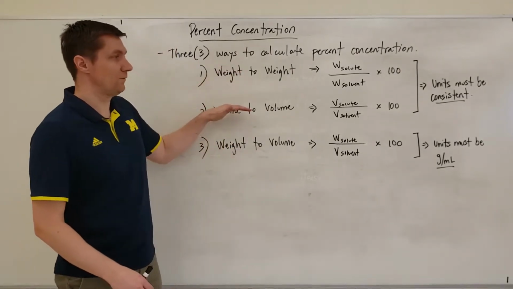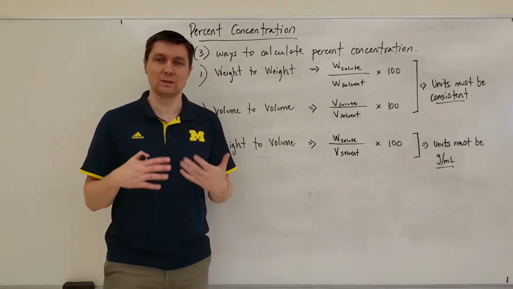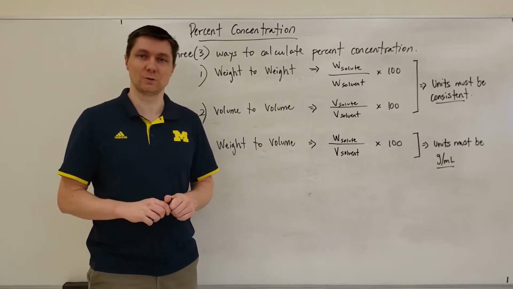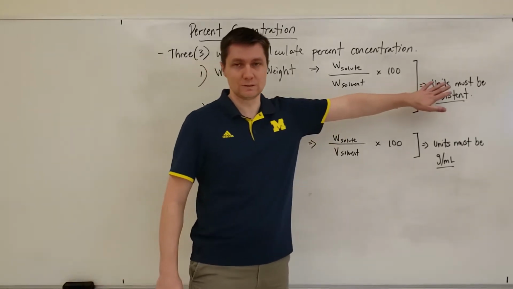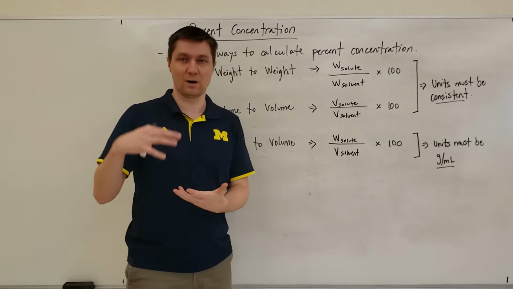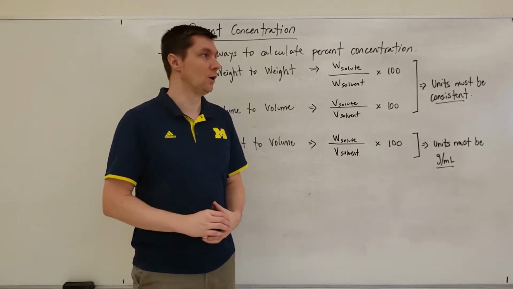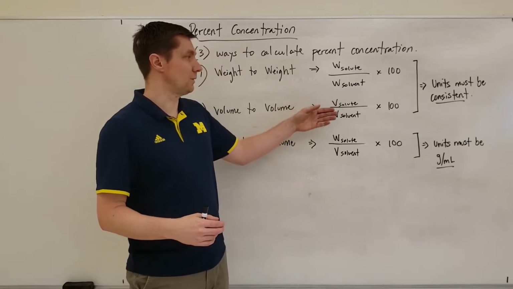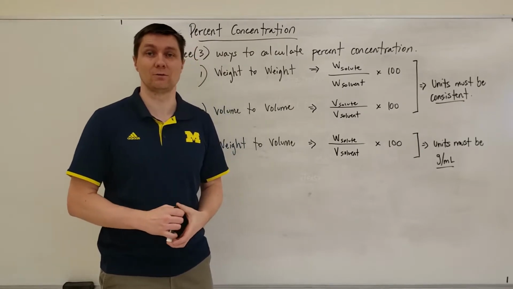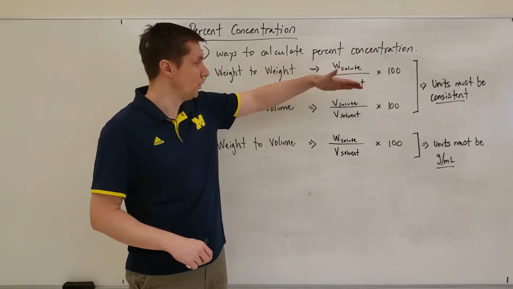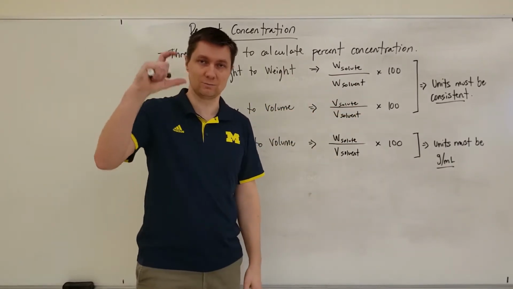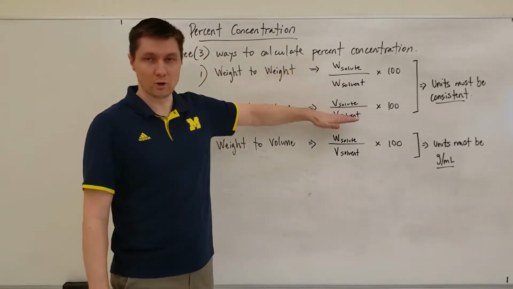For the weight to weight and the volume to volume, you have some flexibility in the units that you want to use. The one rule that you have to remember that kind of relates back to some lessons that we talked about in the gas unit is that the units must be consistent. So if I'm expressing my solute in units of milliliters, then I must express also my solvent in milliliters. Or if I choose to express my weight here in grams for my solute, then my solvent also has to be expressed in grams. I can't have grams per kilogram or milliliters per kiloliter or something like that. For percent concentration, the units must be consistent if it's weight to weight or volume to volume.